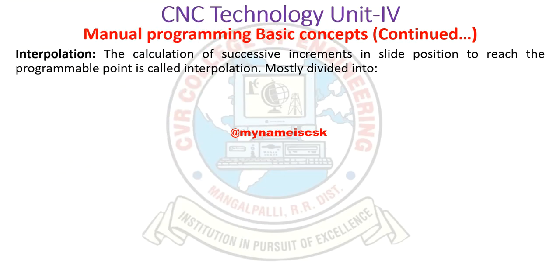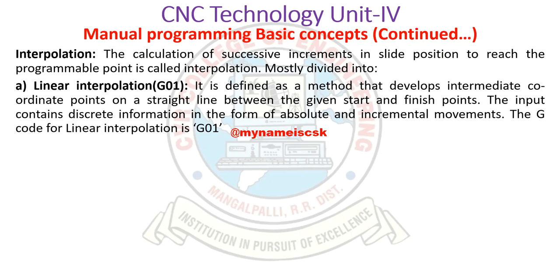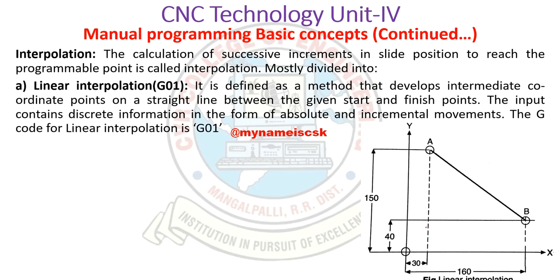Next, interpolation. We are talking about interpolation like linear interpolation, circular interpolation, and parabolic interpolation that we'll learn here. So first is linear interpolation. The shortcut is G01. If you write G01, it will move in linear interpolation like x-axis, y-axis. So in this case, my tool has to move from A to B. Then what is the interpolation? If my tool has to move from B to A, then what is the interpolation we have to use?